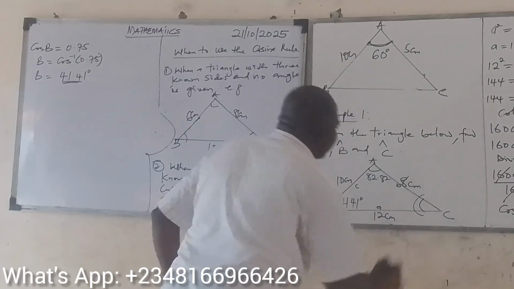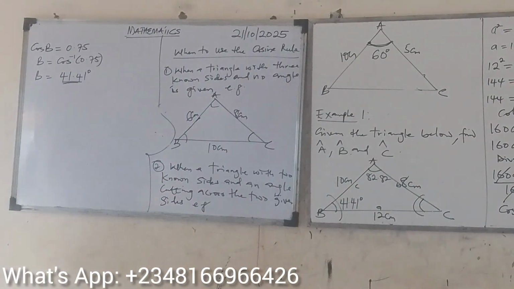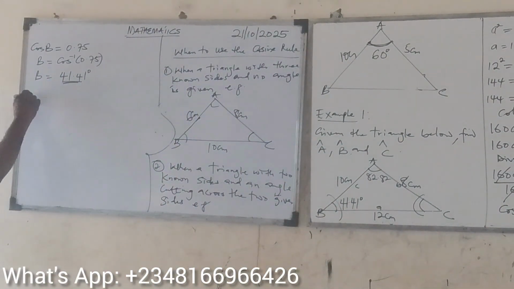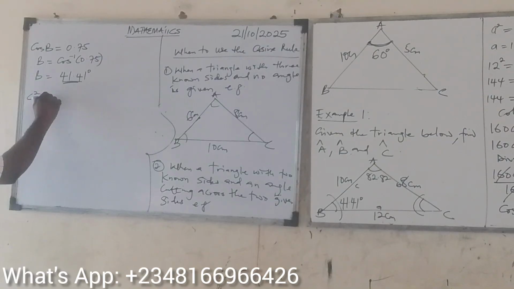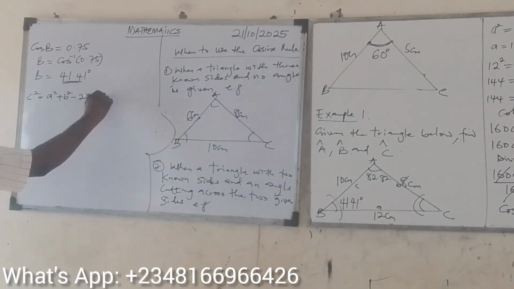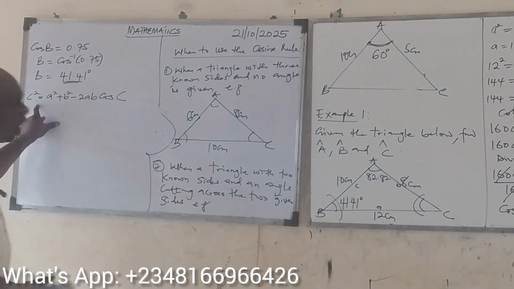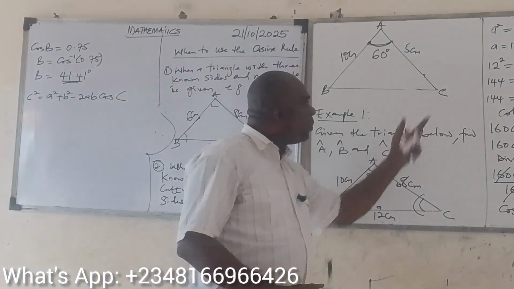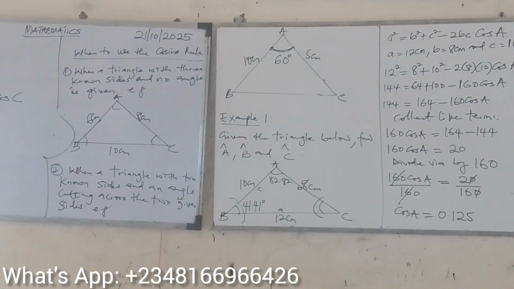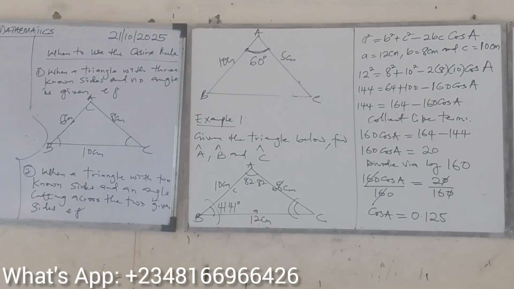Now we want to calculate the value of our big C. To get the value of big C, remember C square is equal to A square plus B square minus 2AB cos big C. Now we are plugging in the values of our small a, small b, and small c. Small a is 12, b is 8 centimeters, and c is 10 centimeters.